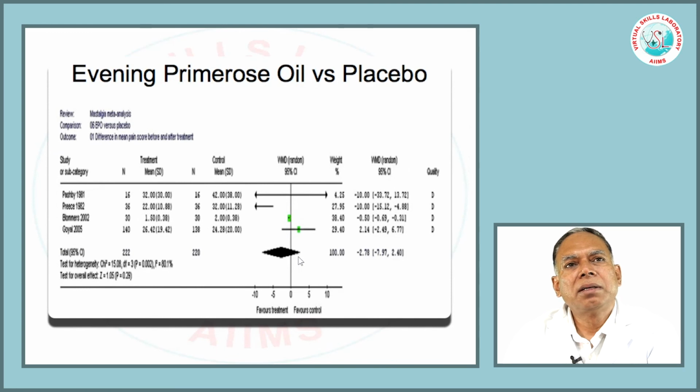When you look at the result obtained by evening primrose oil as compared to use of placebo, the black diamond, which is the pooled result of all the trials, was crossing the null value, indicating that some women had benefit, other women did not, actually had better benefit with placebo. In other words, there is about 30% pain relief with evening primrose oil, which is similar to placebo. Please note that in mastalgia trials, about 20 to 30% benefit can be accrued even by placebo.